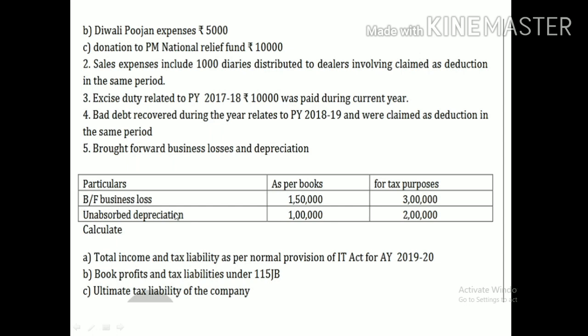Which ones? Brought forward business loss and unabsorbed depreciation as per book. It's very important that for the MAT provision, what is required is as per book, while the normal provision requires as per tax. Now we are solving as per MAT, so unabsorbed business loss and unabsorbed depreciation as per book, whichever is less, should be deducted. Okay, this is the explanation for the MAT provision. Apart from that, don't take anything into the MAT provision.